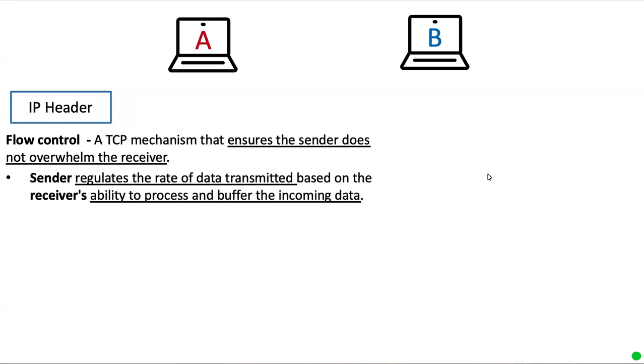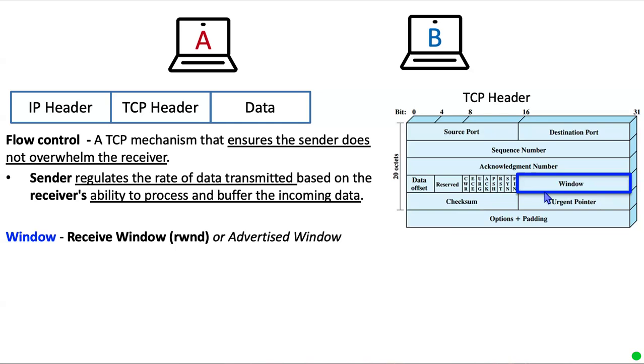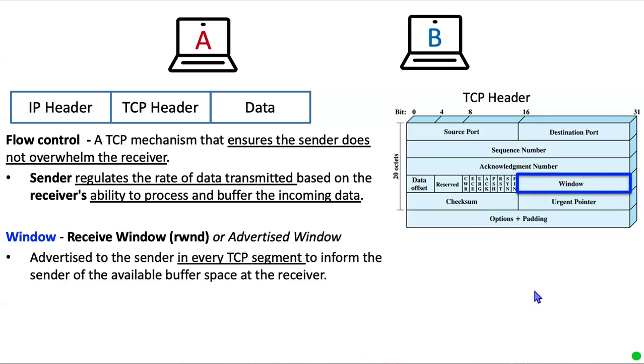So in our data transmission, we have an IP packet, so that includes the IP header. We have TCP, so this plays an important role here. Here's the TCP header. And then we have the encapsulated data. We're going to be looking at something called the window, sometimes known as window size or the receive window or advertised window. This window is advertised to the sender in every TCP segment to inform the sender of the available buffer space at the receiver. We're going to see this here in a moment.